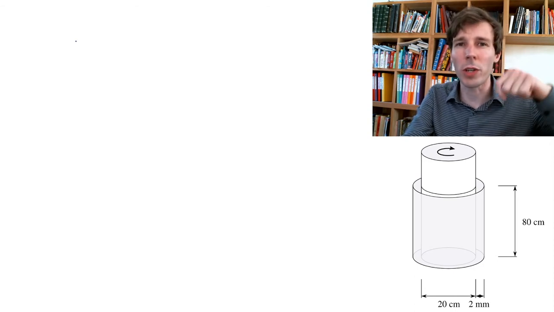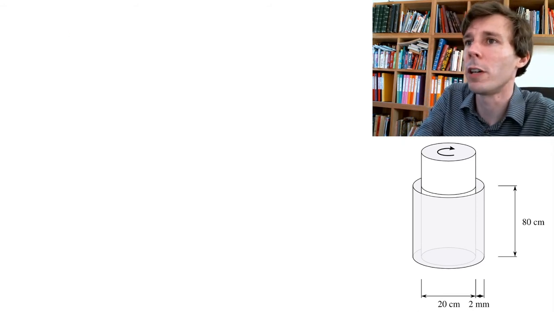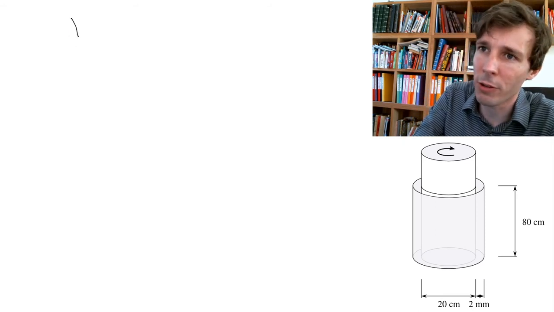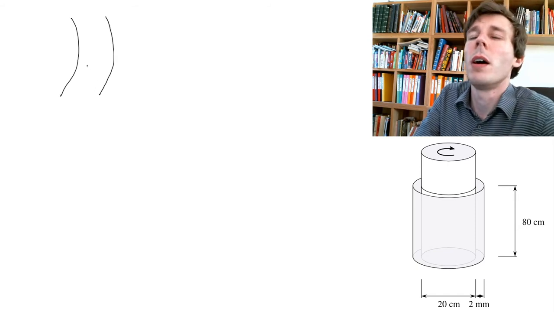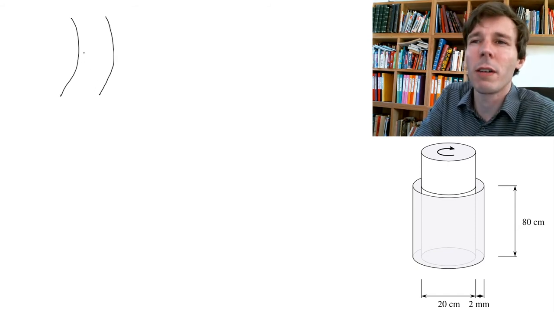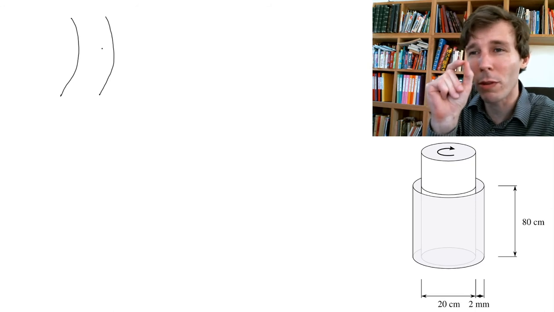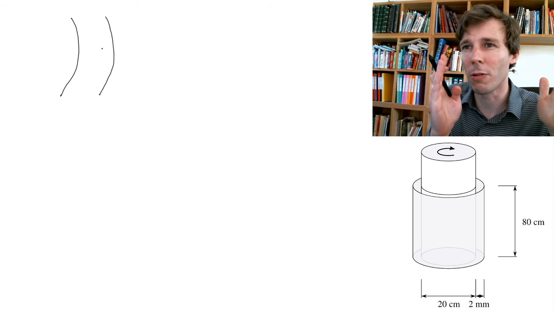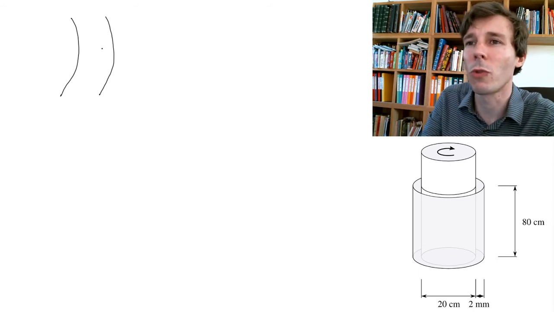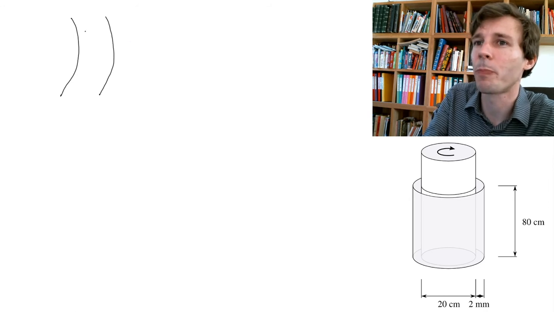So let's take a look at the situation as seen from above, as if we were looking on top of the two cylinders. We have the inner cylinder and the outer cylinder. I'm reproducing here the two cylinders with the distance very much exaggerated. We have only 2 millimeters of distance between the two cylinders, while the diameter of the inner cylinder is already 20 centimeters. So I'm greatly exaggerating this distance for clarity, but keep in mind, it's very small.